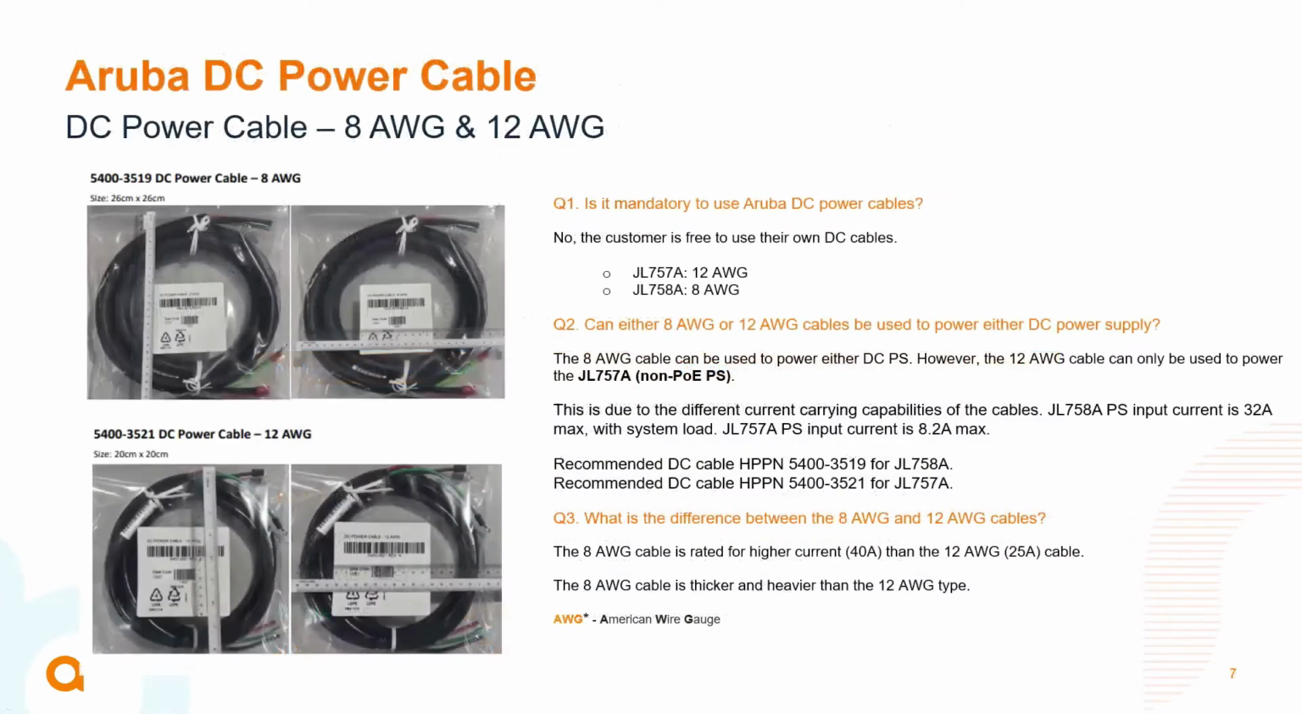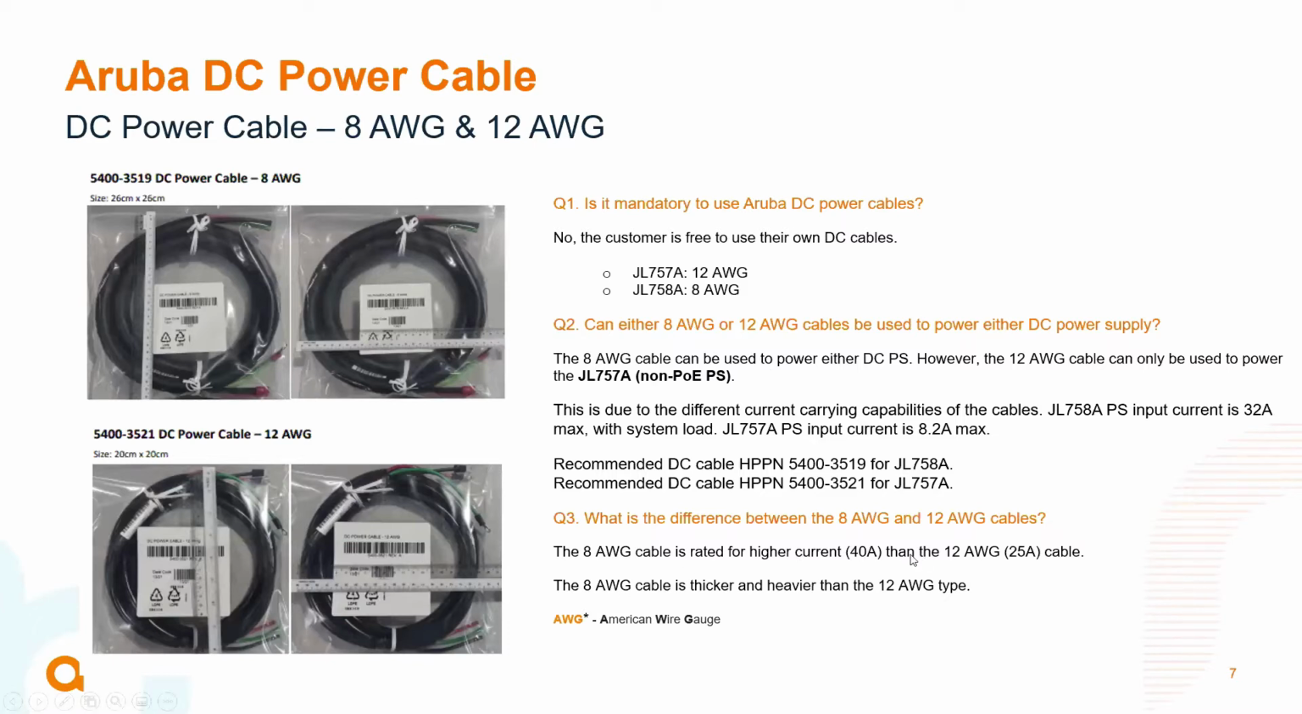Let's move on and understand the cables. These questions I framed because of your Yammer queries in the past. Is it mandatory to use Aruba DC power cables? No. The only thing is you should make sure the gauges are proper when you buy from the market. Can I use either 8 AWG or 12 AWG cables on the DC power supply? For non-PoE, you can use both. There is no problem, but 12 AWG is recommended. For PoE, only 8 AWG is supported because of the gauge. The bigger, fatter cable is what you have to use for the PoE power supply.